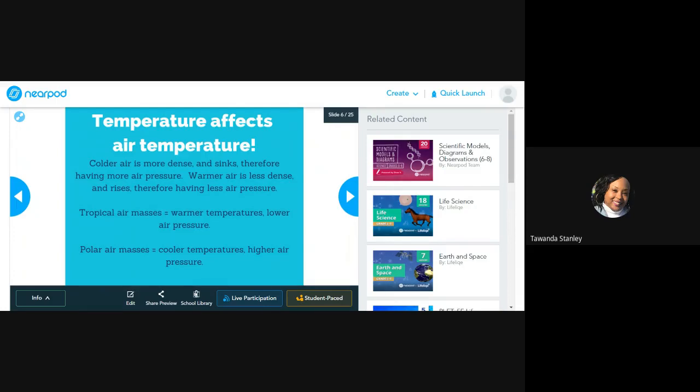Okay, so again, cold air is more dense, it's going to sink, therefore having more air pressure. Warm air is less dense and it's going to rise, therefore having less air pressure. Tropical air masses have warmer temperatures and lower air pressure. When I think about the word tropical, I think about sunny, warm places. When I think about polar, I think about cold places or the different poles.